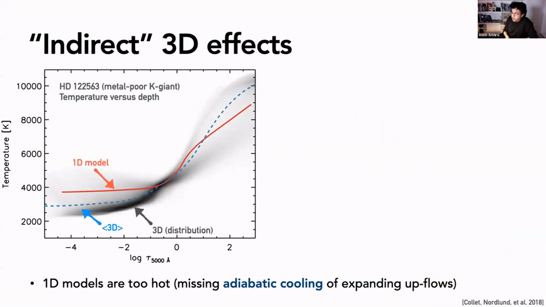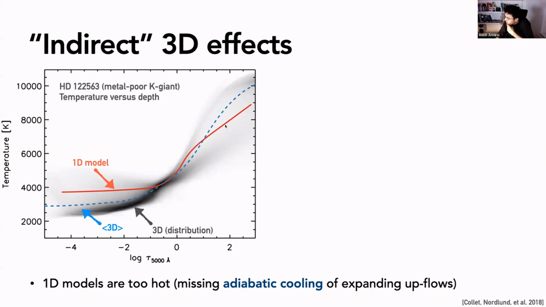Okay, we also have various other types of 3D effects. Now I'll just talk about this one here, which really shows up for metal poor stars in particular. So we have here a plot of the gas temperature on the y-axis as a function of depth in the atmosphere. It's actually log optical depth at some reference wavelength. So here is the photosphere. The effective temperature corresponds roughly to around here, and the continuum photons are escaping from around here, and then the spectral lines are forming around here typically.